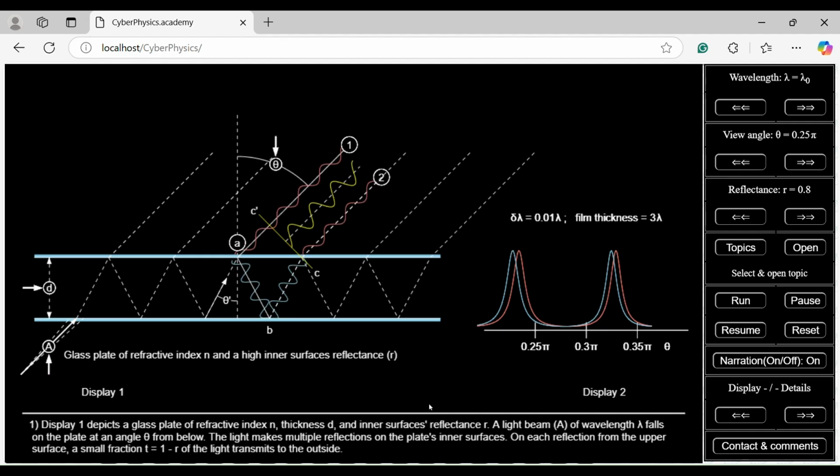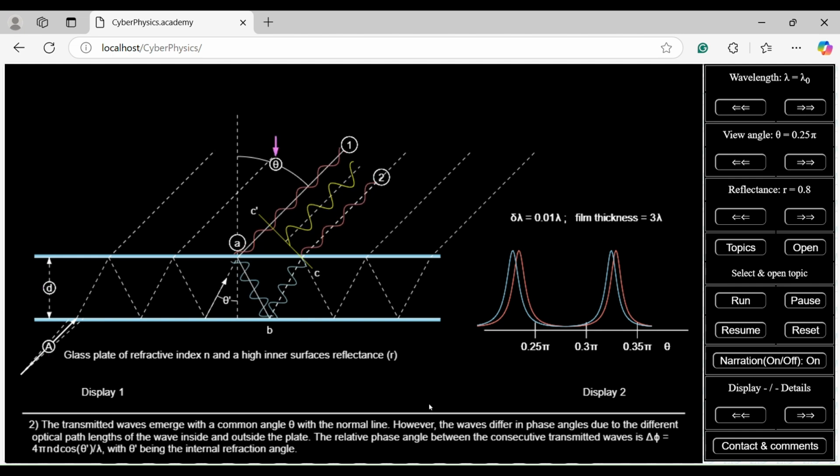The light makes multiple reflections on the plate's inner surfaces. On each reflection from the upper surface, a small fraction t of the light transmits to the outside. The transmitted waves emerge with a common angle theta with the normal line.